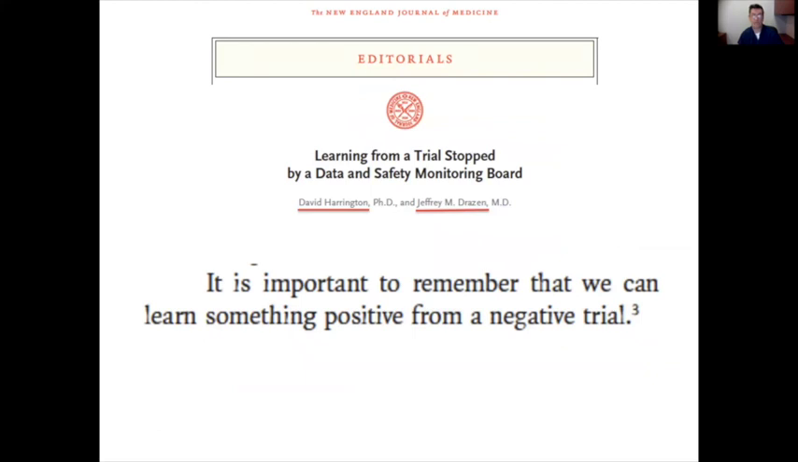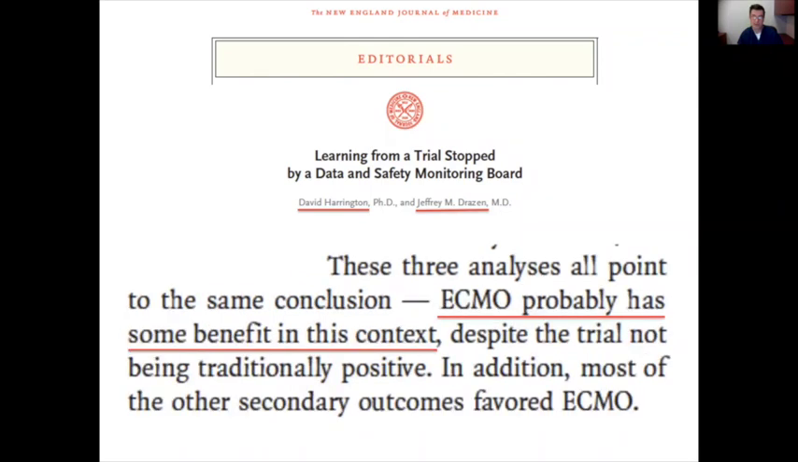But one of the two editorials was written by David Harrington and Jeff Drazen himself. Those are editors of the New England Journal. And they said that it's important to remember that we can still learn something positive from a negative trial. And they went on to say that ECMO probably has some benefit in this context. So it's very interesting that the editor-in-chief of the New England Journal says, well, you have to say it's a negative trial, but then goes on to write an editorial saying, yeah, but it actually looks like it's probably positive.